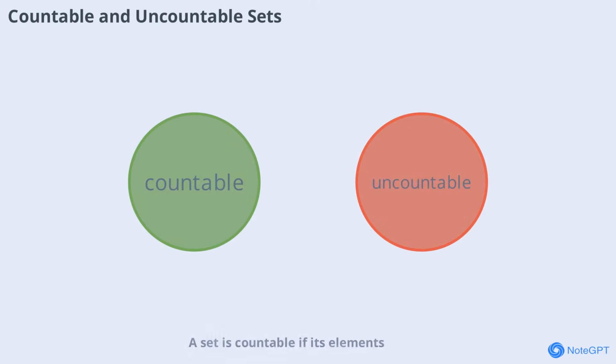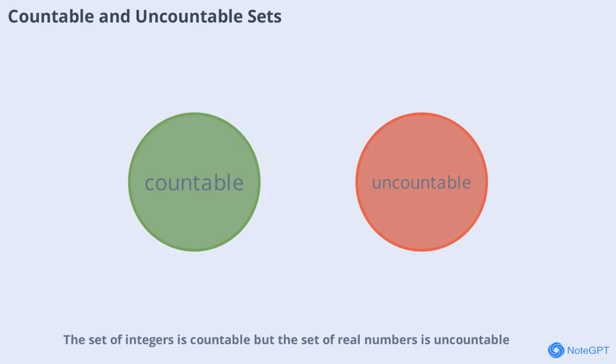A set is countable if its elements can be matched one-to-one with the natural numbers. The set of integers is countable, but the set of real numbers is uncountable. This distinction is important for understanding the different types of infinity in mathematics.